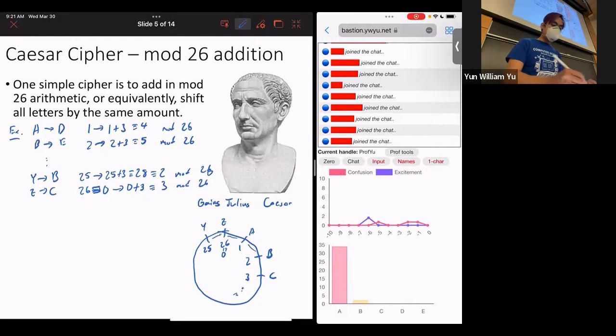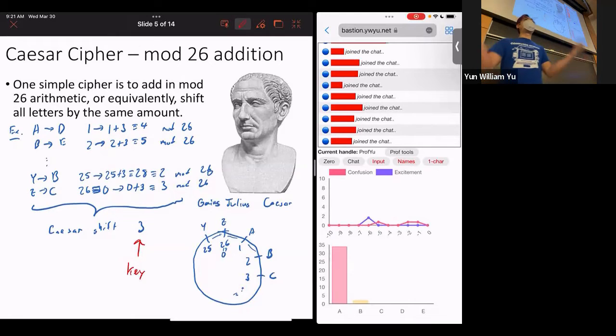Okay, and so that's the basic Caesar shift of 3. And we're going to call this value the key, because you need to know how much you're shifting by in order to encrypt and decrypt, right?